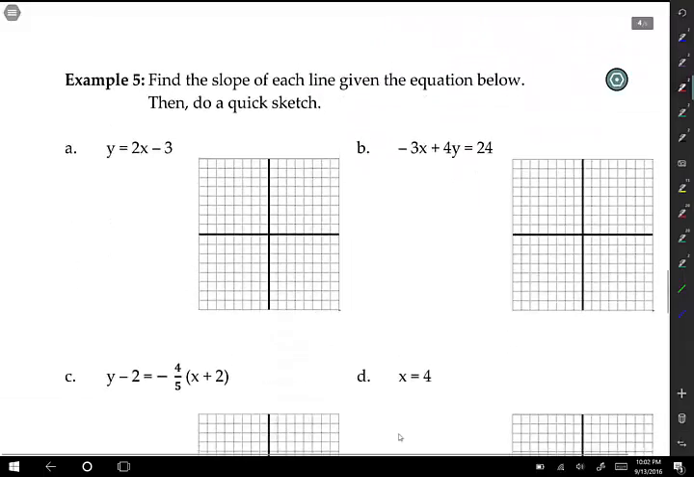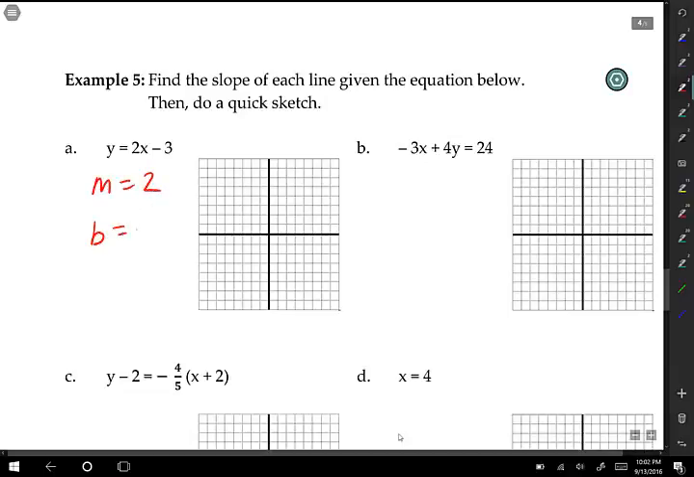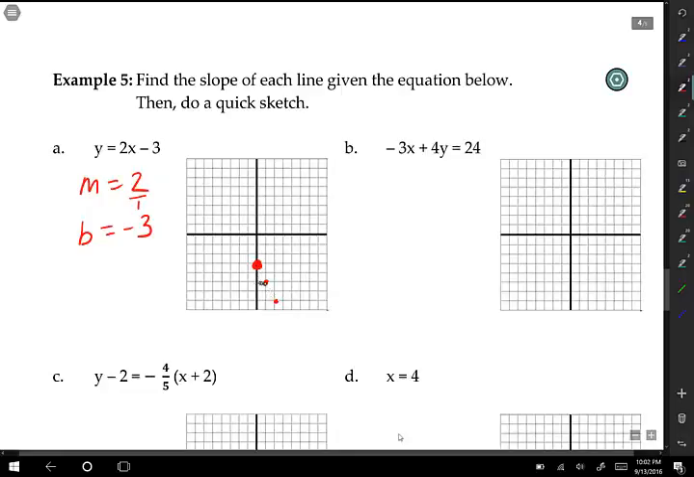Our last example page involves finding the slope and then quickly sketching. Well, slope and y-intercept are going to be our key ideas, but we're going to have some other things that might pop up on this page. On A, my slope is 2. My y-intercept is negative 3. Realize that's 2 over 1, so I'm going to quickly go to negative 3 and go down 2 over 1 and follow that pattern as far as I can. When I run out of space going down and to the right, I'm going to go up and to the left the same way.